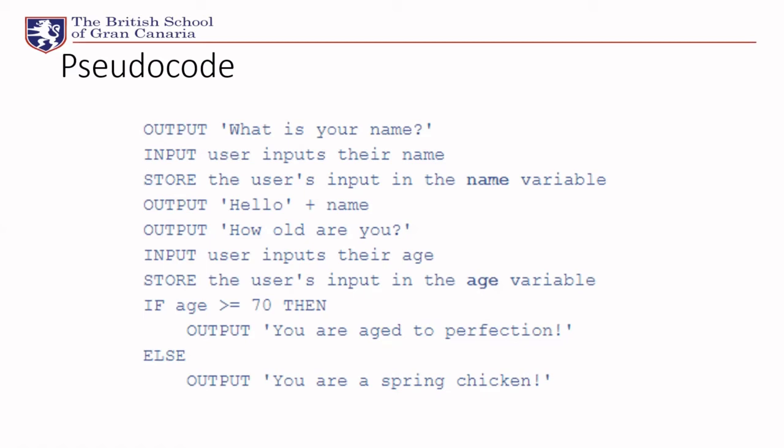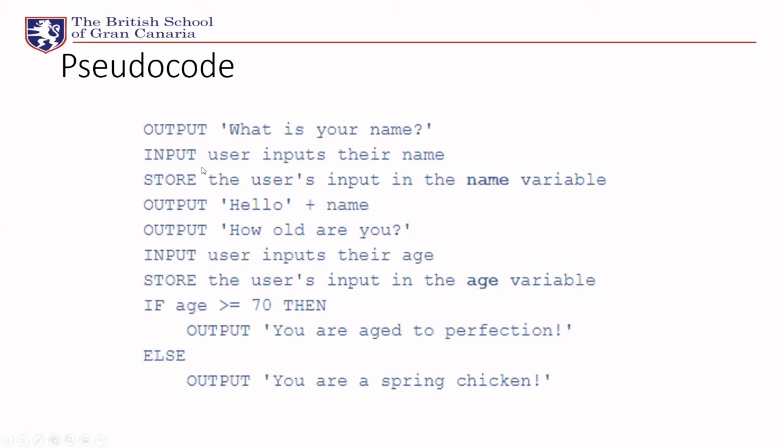anything at all. Okay, so an output is when something appears on the screen. An input is when a user will type something in. And store is simply when the computer remembers something. And then an if and an else is dependent on what the user puts in.